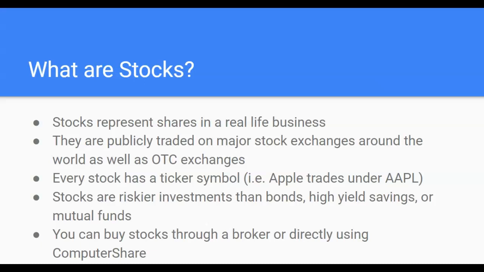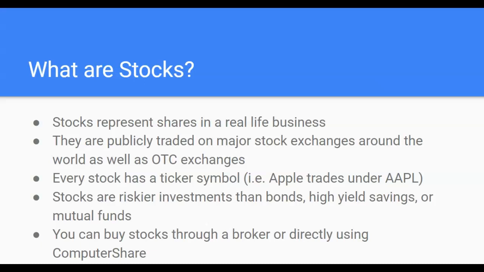We just say AAPL. Now, stocks are riskier investments than bonds, high yield savings, or mutual funds. The reason stocks are very risky is that as a shareholder, you own a portion of that company, but if the company does really poorly, like they file for bankruptcy, or the company has a scandal, a lot of times your investment will be worth a lot less money. That's why they're much riskier. Bonds, guys, are basically IOUs from the government. As long as the US government doesn't fail, those are much safer. With high yield savings accounts, you're not actually investing in anything. The bank is just paying you a much higher interest rate because you have basically an online account.